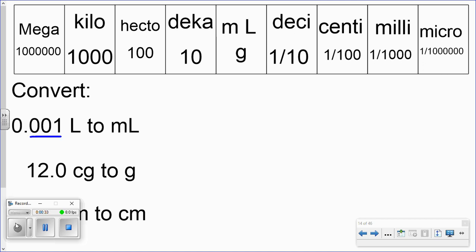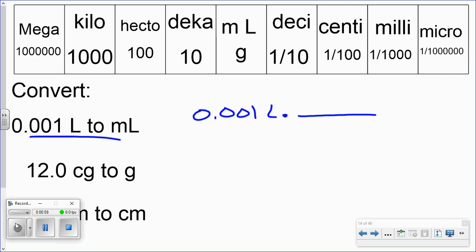So what we have here is a problem. The problem is I have 0.001 liters and I have to convert that to milliliters. So what we're going to do is take 0.001 liters and put a dot. The dot means that I'm going to multiply, and then I'm going to put a line, and that's where I'm going to put my conversion factor ratio. So I need to know the conversion factor. And the conversion factor here is liters to milliliters or milliliters to liters.